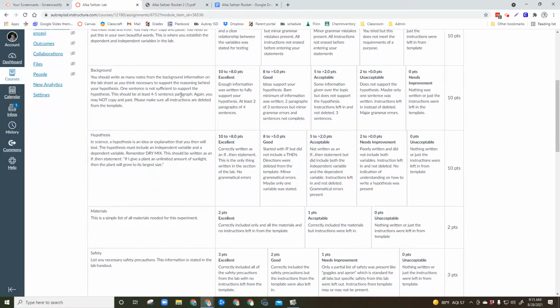Okay, so on the background information that we're writing right now, nothing was 0 points, nothing was written, or just the instructions were left in the template, all the way up to enough information was written to fully support your hypothesis. At least 2 paragraphs of 4 sentences. So that's 8 sentences that you need to write. 2 paragraphs of 4 sentences.